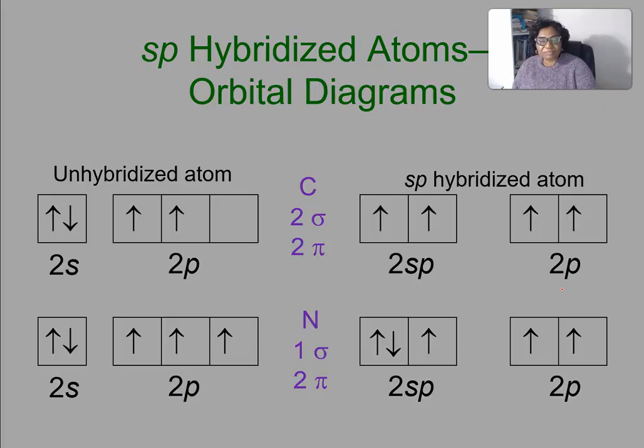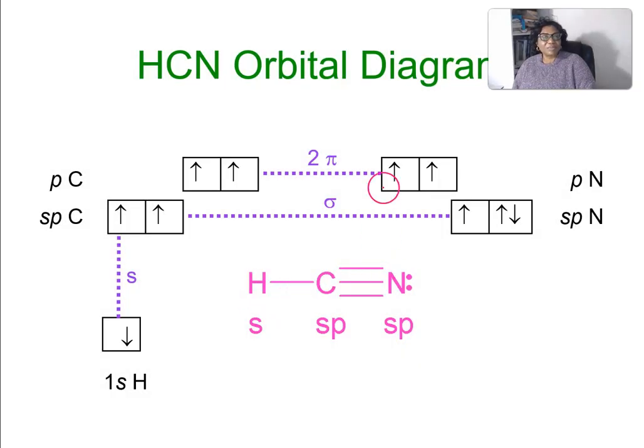Let's see. So you see, that's a sigma bond for the hybridized. This one is paired, so it's hybridized. But these are the two pi bonds, this pi and this pi. Of course, this is s, we form a sigma bond. Okay, so now let's look at other types of hybridization.